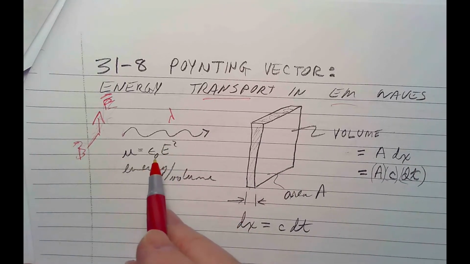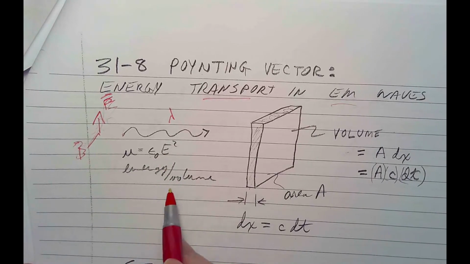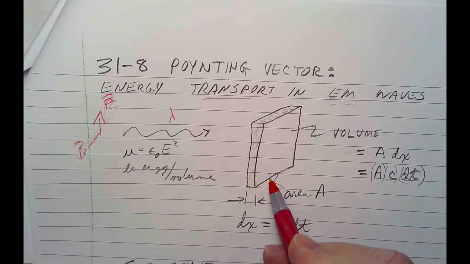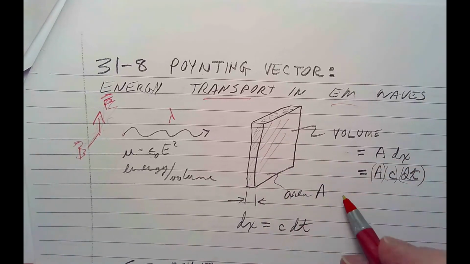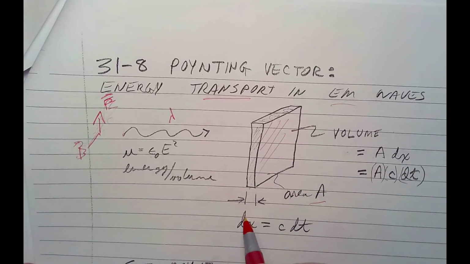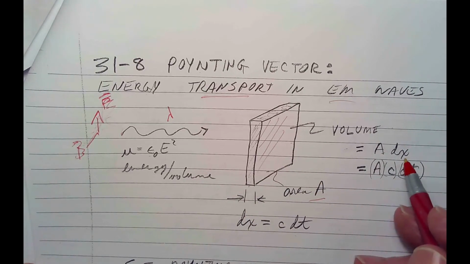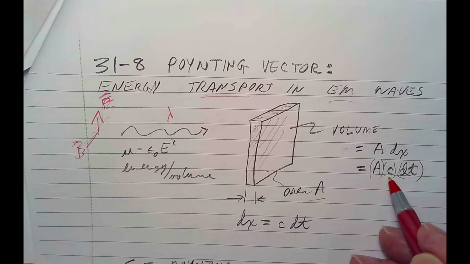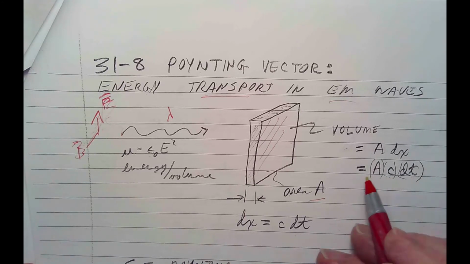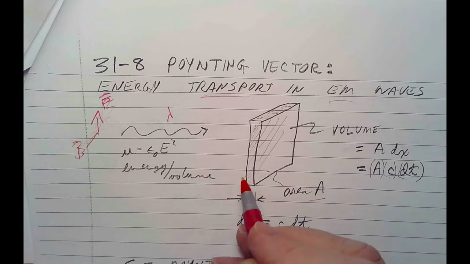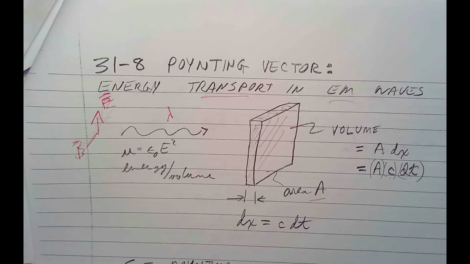We know how much that is. It's epsilon 0 E squared energy per unit volume. Okay, it hits a slab of this stuff here. I take a cross-sectional area A, a thickness dx. That means this chunk has a volume A times dx. dx goes like velocity of light times dt. So in an amount of time dt, that much energy goes into that space.